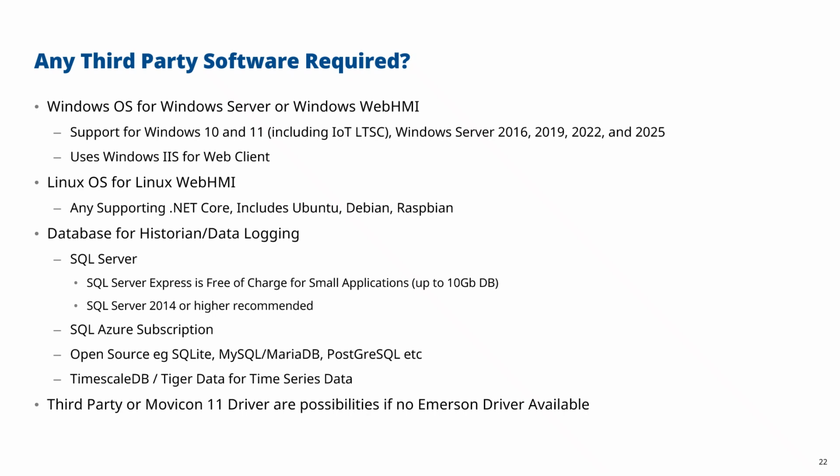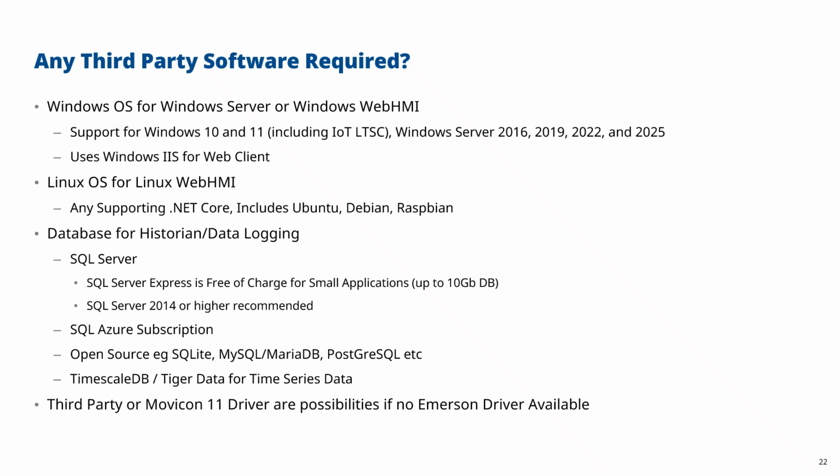For Linux, for web HMI, we do support any distribution that uses .NET Core. That includes Ubuntu, Debian, and Raspbian, and maybe some others. But you do need to install .NET Core on those distributions, and then you would need to install the core of the web HMI functions, mainly the deploy server and then the core applications, and then we would download the actual application using the deploy server.